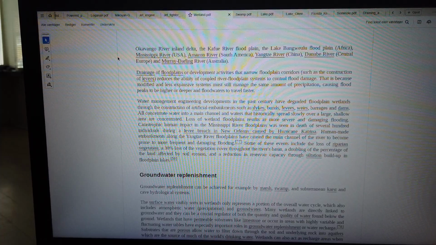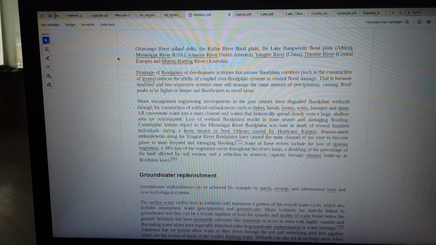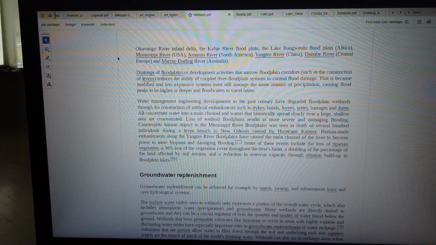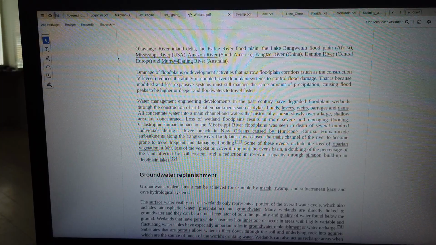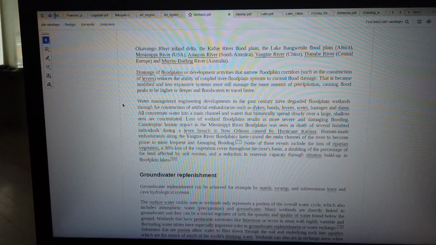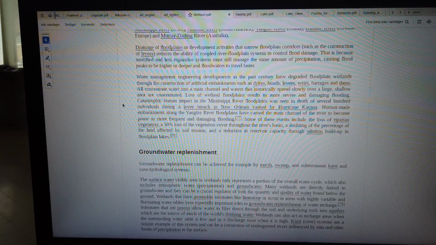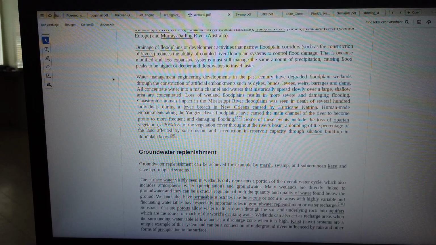Drainage of floodplains or development activities that narrow floodplain corridors, such as the construction of levees, reduces the ability of coupled river floodplain systems to control flood damage. That is because modified and less expansive systems must still manage the same amount of precipitation, causing flood peaks to be higher or deeper and flood waters to travel faster.